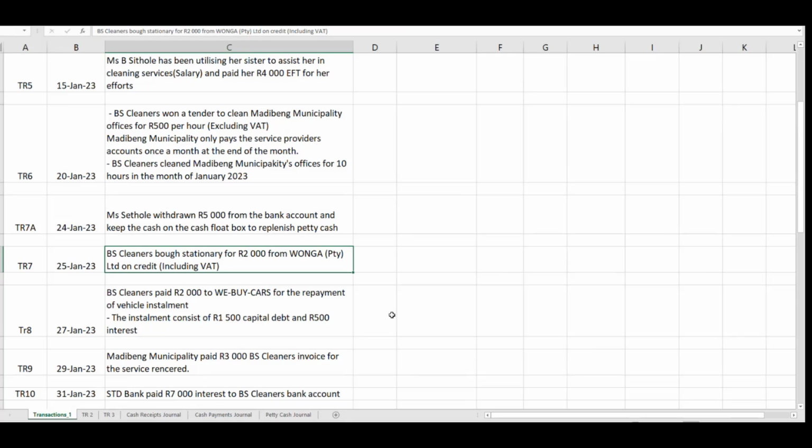And the next one, transaction number 7, it says BS Cleaners bought stationery for 2,000 rands from Wonga on credit. Cash receipts, cash payment journal, which one is affected here? Or petty cash? Let's see by the raise of hands.